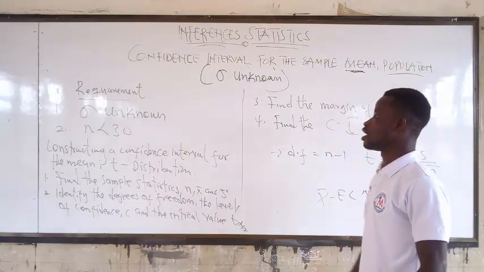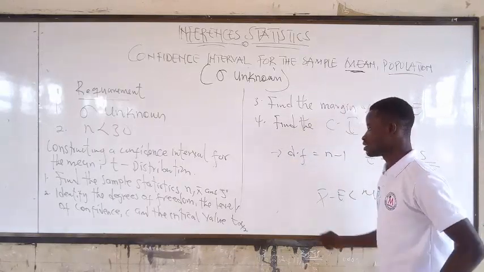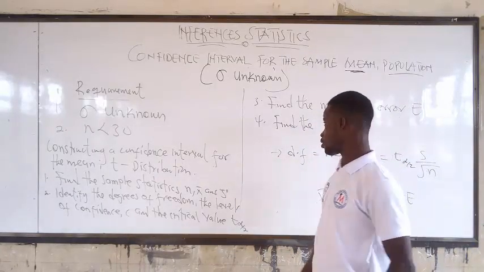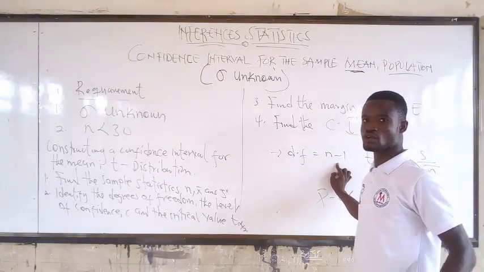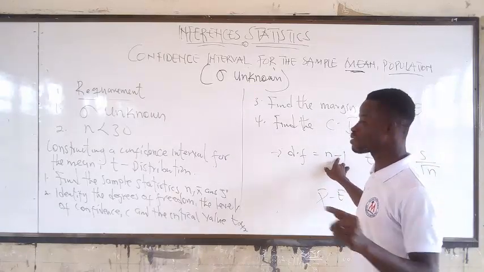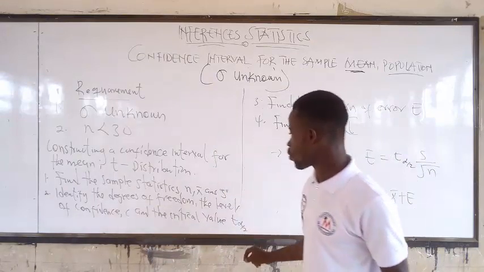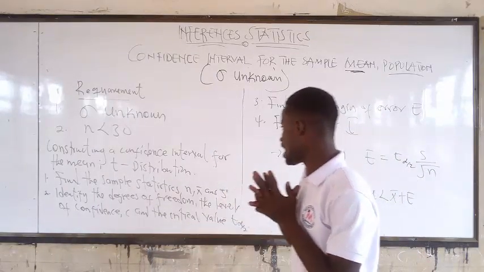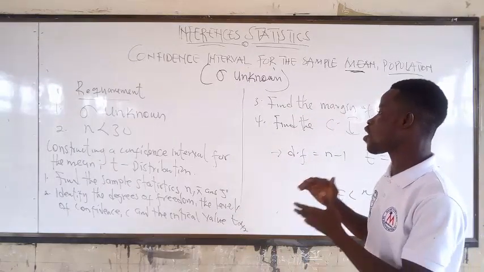Two, identify the degree of freedom. The degree of freedom is n minus 1. So once you know your n, you subtract 1 from it, and that becomes the degrees of freedom.